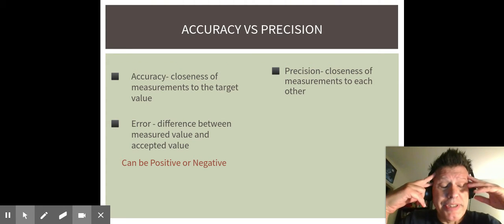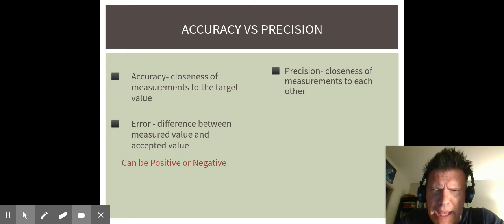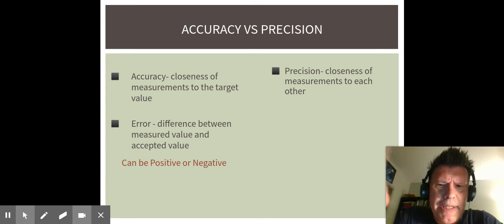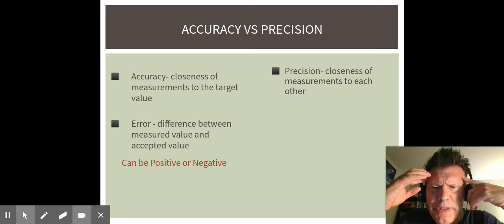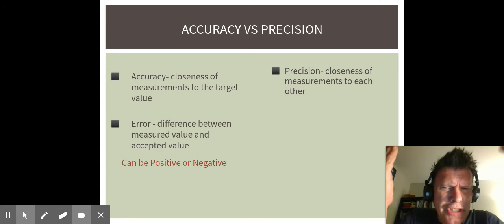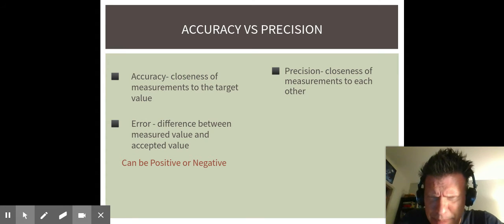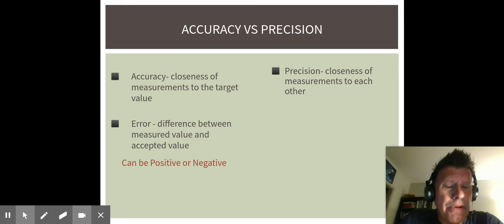Accuracy and precision. As you all know, this is something that's very, very important in chemistry. You always have to make sure that your value is accurate and precise. Accuracy, it says right here, is the closeness of the measurement to the target value. Precision is the closeness of the measurements to each other. And you've got error, the difference between the measured and the accepted value.